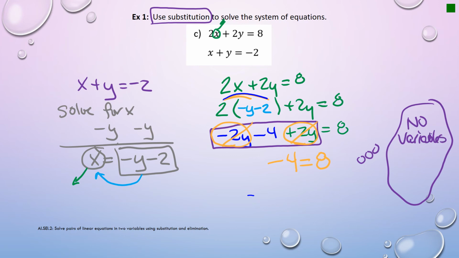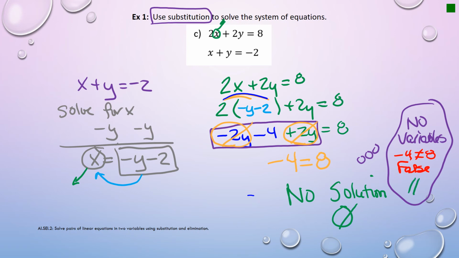No variables. Is -4 equal to 8? No. So this is false. Which means, what is our solution? No solution. That means these two lines are parallel. Remember, they will never, ever cross. You don't really need to know that. You don't write parallel. You just know in your head they're parallel.